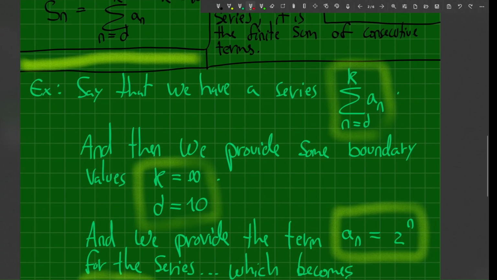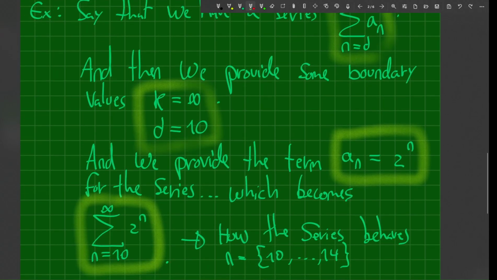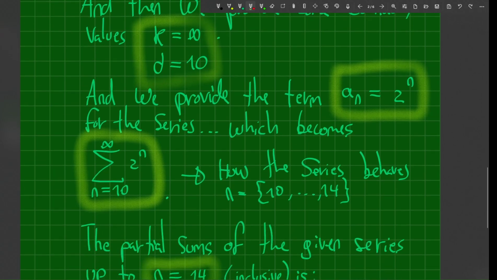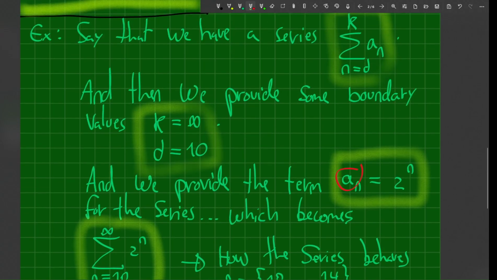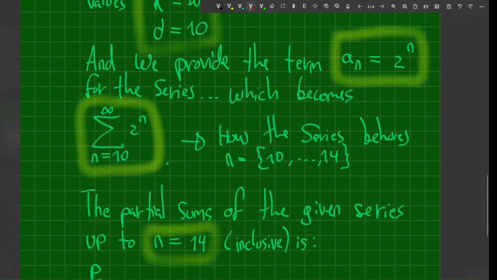So let's say that we have a series, and we provide the boundaries. The lower boundary is 10 and the upper boundary is infinite. And then we provide the term for a of n. So here we substituted 2 to the power of n, and we get this. And we want to see how this series behaves.